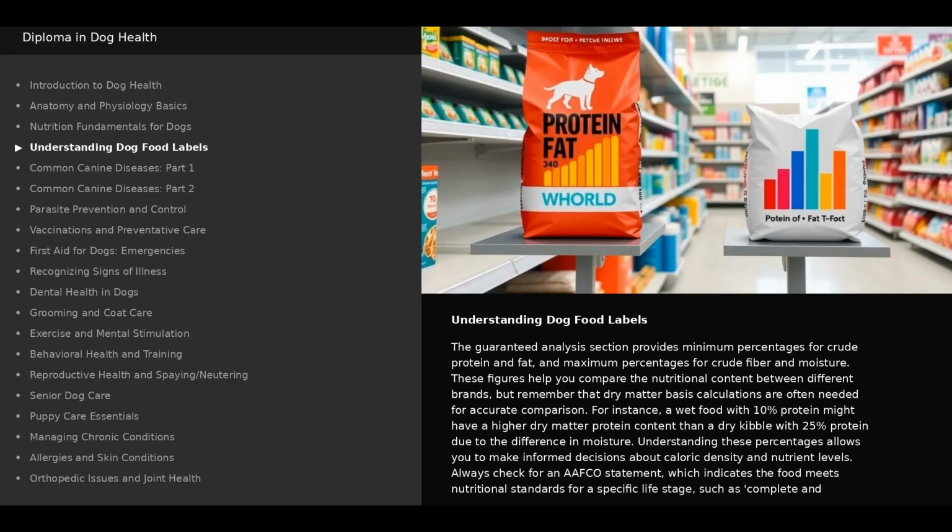Understanding these percentages allows you to make informed decisions about caloric density and nutrient levels.